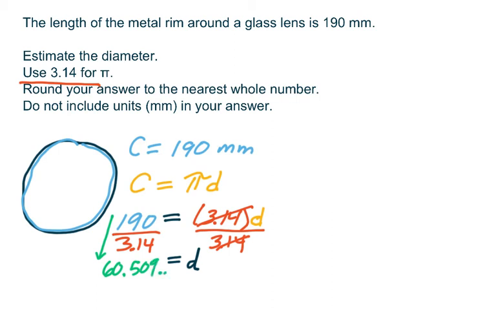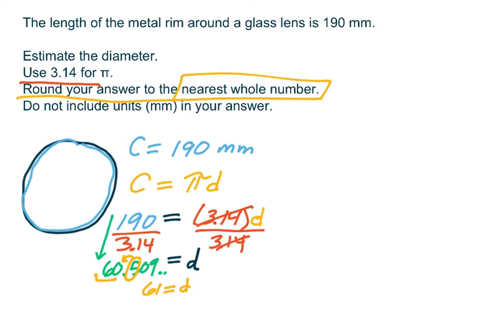I need to check, and when I read the question over, it says I should round my answer to the nearest whole number. So 60 is a whole number, and then I'll look at the next digit, that's 5. 5 rounds us up, and so we'll say that 61 is the diameter.